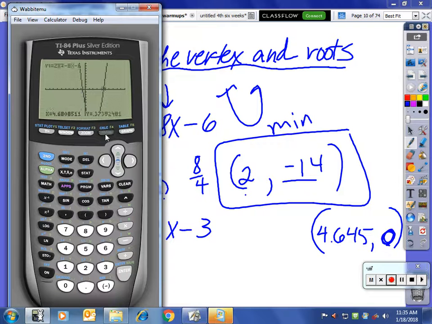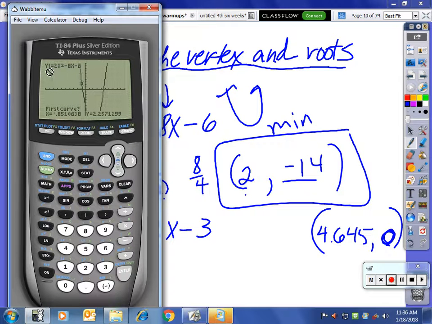Now, how do I get over here to this one? Hit trace, and then do not go up or down. You want to hit left or right. I need to go to the left until I pop up over there on the other side, closer to this 0. Doesn't have to be right on it. It just has to be over here on this side. And then I do the whole thing again. I want to calculate intersection.